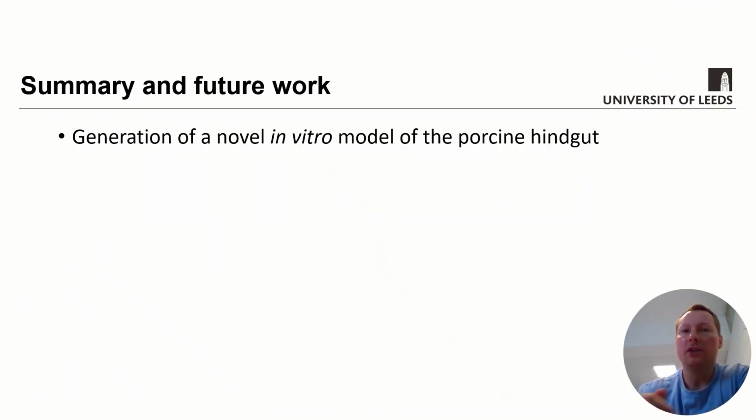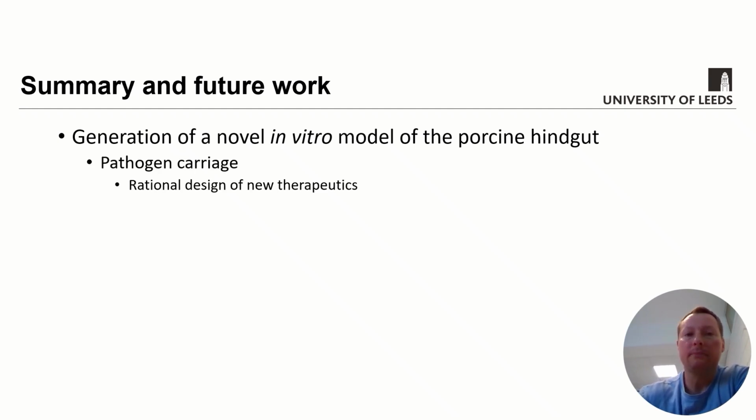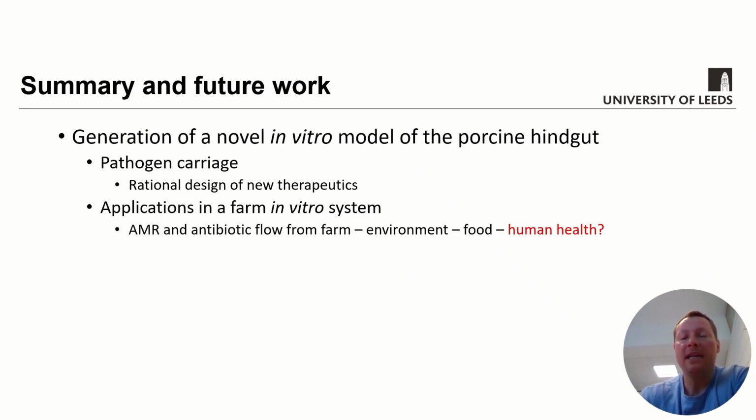So just to summarize this part, we have been able to generate a novel in vitro model of the porcine hindgut. We've looked at different pathogen carriage, and this could really lend itself to looking at the rational design of new therapeutics, for instance, new antimicrobials. We've been able to really push the capability of these models by linking them with other model systems to look at how we can measure these applications in a farm in vitro environment, and look at the AMR and antibiotic flow from farm to environment to food.